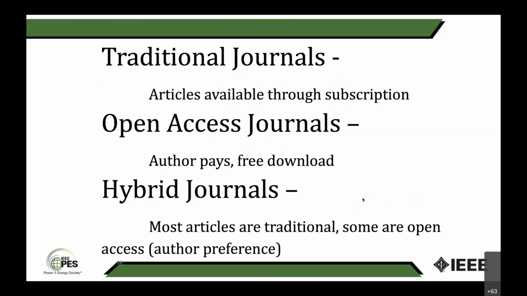Where to publish? IEEE has 3 kinds of journals. One is the traditional journal, which is your smart grid transactions, power systems transactions, power delivery transactions, and so on. They are all closed, meaning you submit the paper, it gets reviewed, gets accepted, the publication comes out, then a library or your university or company has to buy that journal to read the paper. That's traditional.